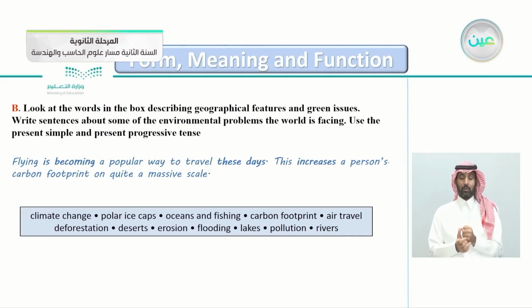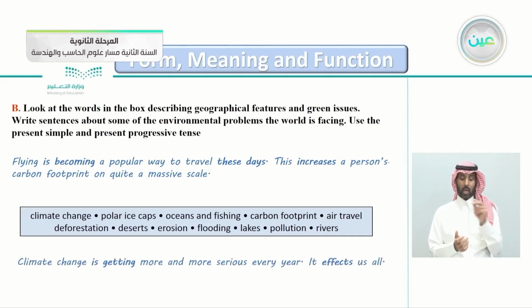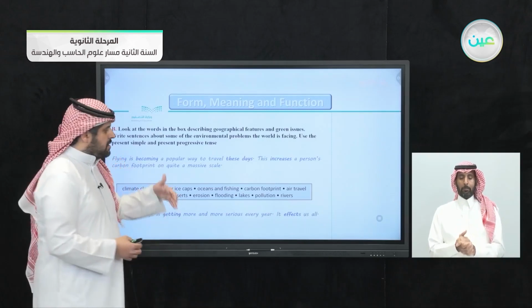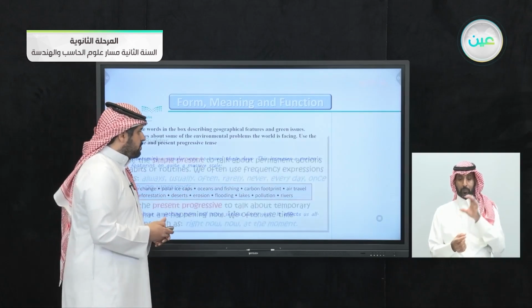We are just going to take one here. For example, you can say climate change is getting more and more serious every year because it affects us all. Again, I'm talking about climate change here: it is getting more and more serious every year. It affects us all. So I use the present progressive and the present simple. And you can continue with all of them.